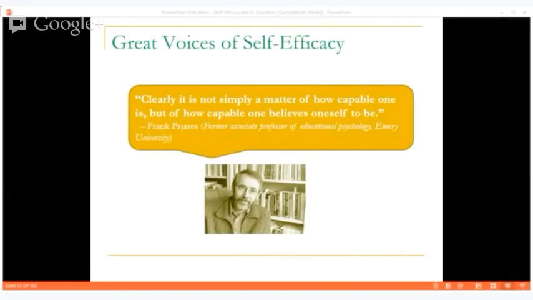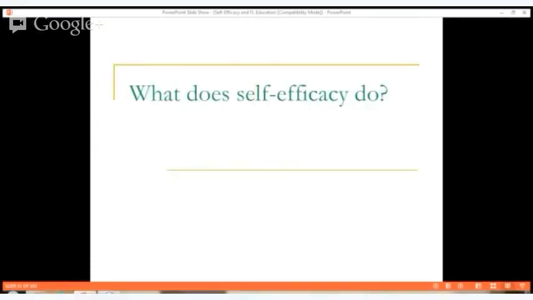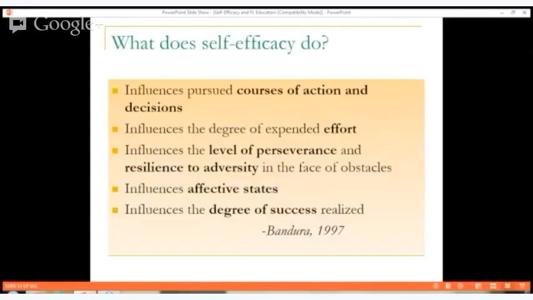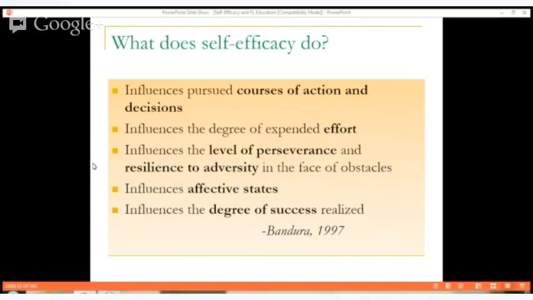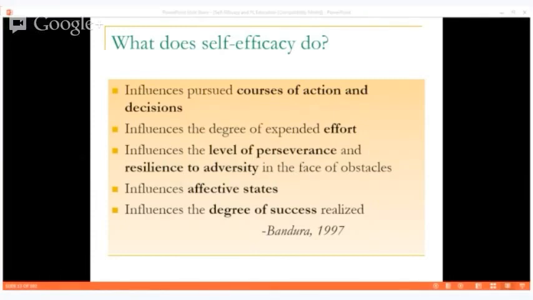So just to give you a little bit of an idea of the construct of self-efficacy and what it is about. Now, what does self-efficacy do? Well, self-efficacy, as we talked about a little bit, influences people's courses of action and their decisions. It influences how much effort you're going to expend when you're doing a particular task. It influences your level of perseverance, and your resilience to adversity in the face of obstacles. It influences affective states, meaning your emotions, your feelings. And it also influences the degree of success realized.